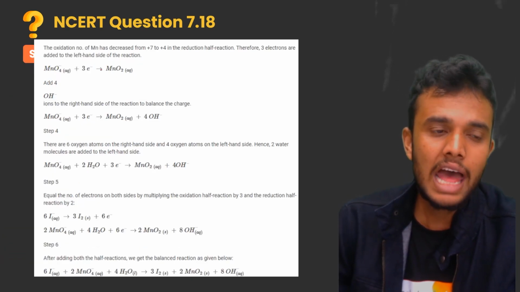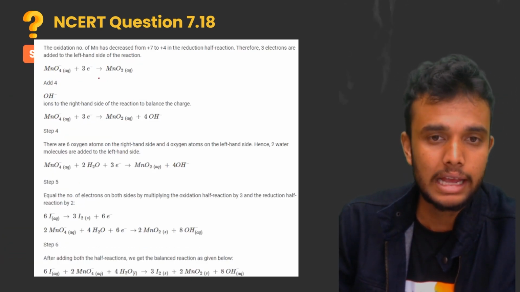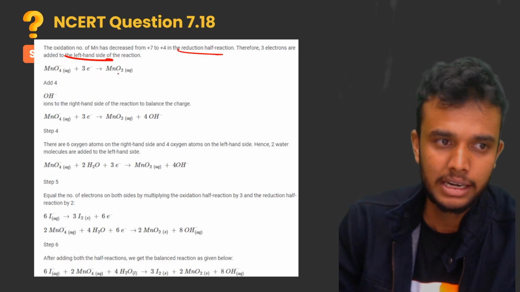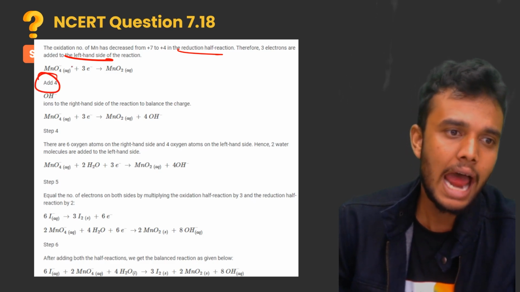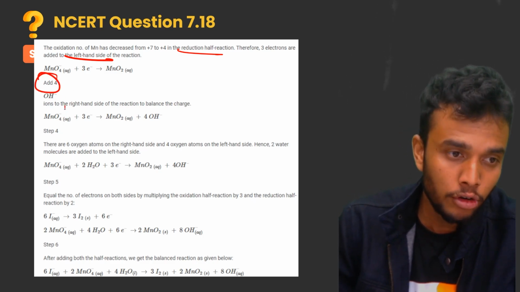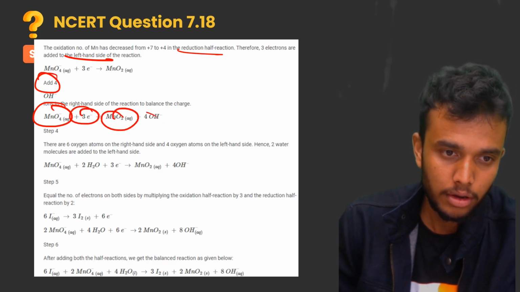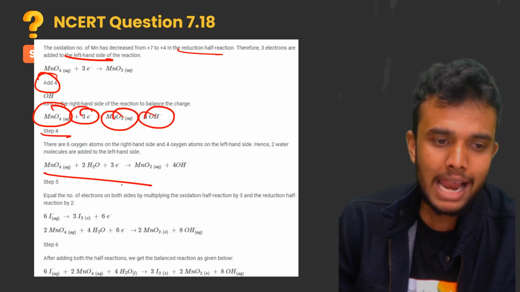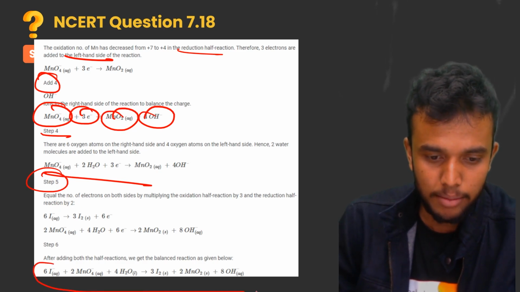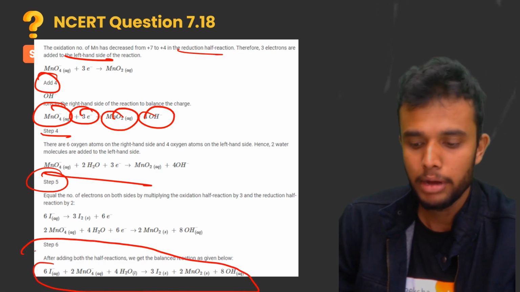Next one. Then balance the MnO4 minus, the oxidizing agent. Okay, ready. Take the reduction half reaction. Here add 4 H2O to balance the oxygen. Then it looks like this. Then step 4, balance this one. Then in step 5, add both equations. Then this is the balanced chemical equation.